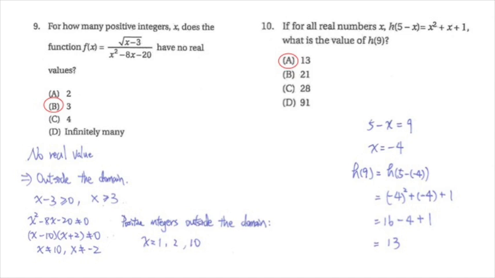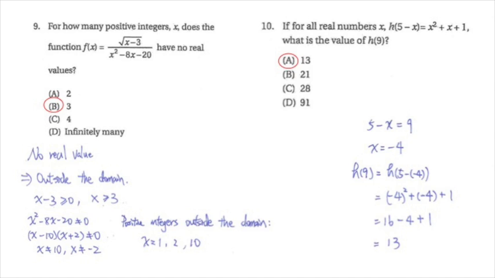At the top, we have square root of x minus 3, and we cannot have a negative number inside a square root, so that means x minus 3 needs to be greater or equal to 0, so x is greater or equal to 3. And at the denominator, we cannot have 0 as our denominator, so x squared minus 8x minus 20 cannot equal to 0.